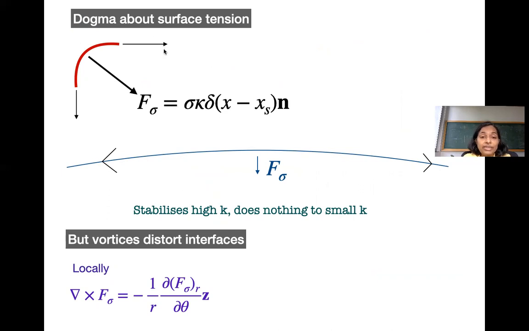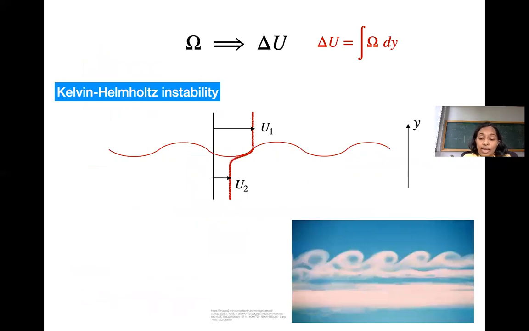So if there's surface tension on the interface, we're going to fight against this dogma of stabilizing high k and doing nothing to small k, because you get this interface which is distorted by the vorticity, and therefore more vorticity is created on the interface. Now, anytime there's a vorticity, that means there's a delta function of vorticity. If I walk in this direction, there's vorticity only on the interface. So you get immediately a velocity jump. So you're getting a zero thickness infinite vorticity interface with a velocity jump. And any velocity jump results in a Kelvin-Helmholtz instability.